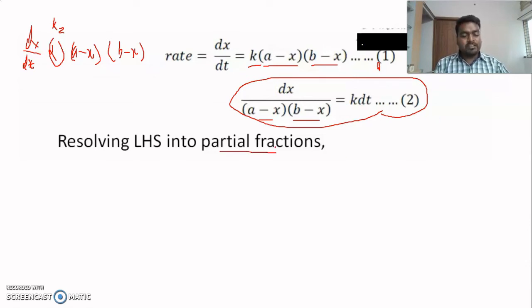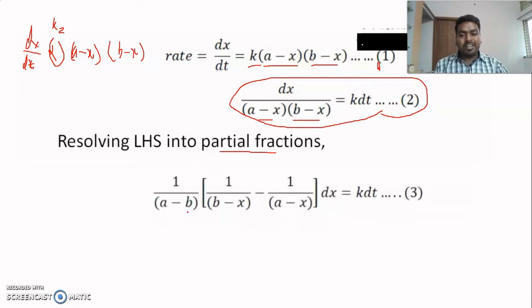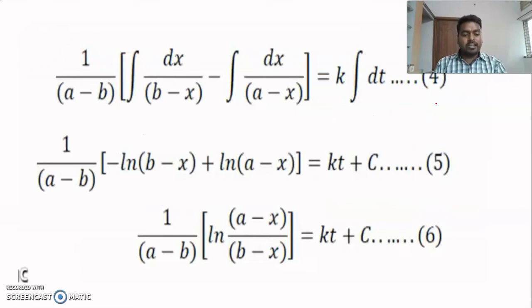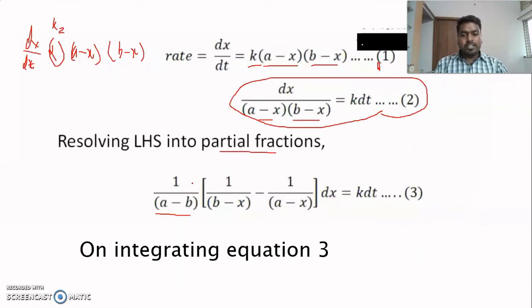After simplifying by partial fractions, we get the new equation: 1 divided by (a minus b) into [1 divided by (b minus x) minus 1 divided by (a minus x)] dx is equal to K into dt. This is equation number 3. Then we integrate equation 3. The term 1 divided by (a minus b) is a constant, so keep it outside. We integrate 1 divided by (b minus x) minus 1 divided by (a minus x) with respect to dx, and K is a constant, with integration of dt.